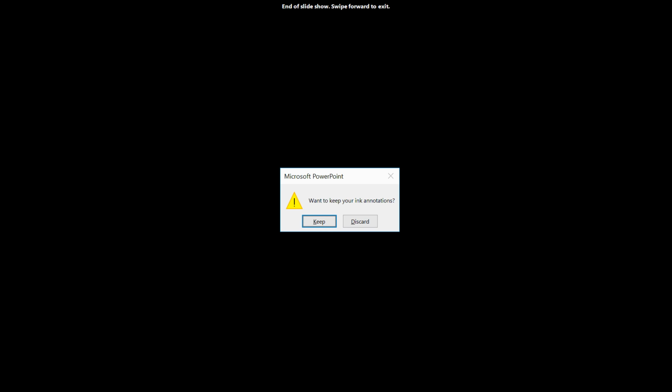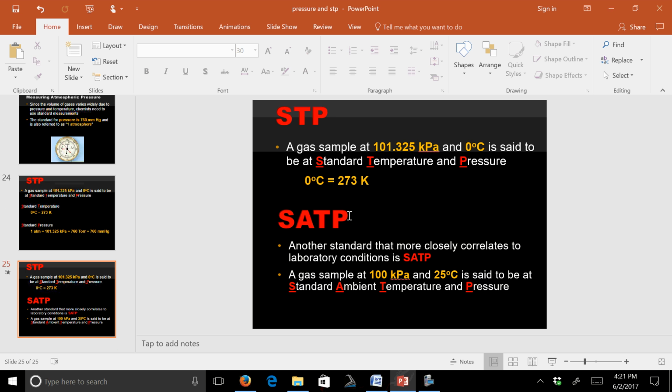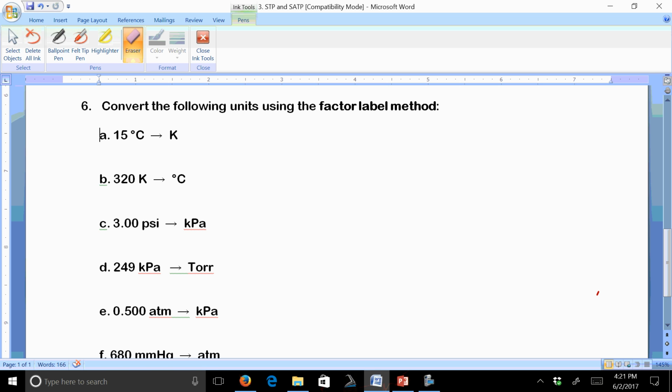Now, in order to understand standard temperature and pressure, we also have to be able to do some basic conversions. So what I have here is in your workbook. You're going to have some conversions that are going to be involving temperature.